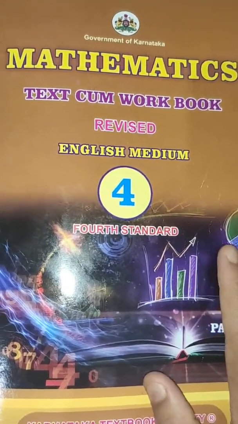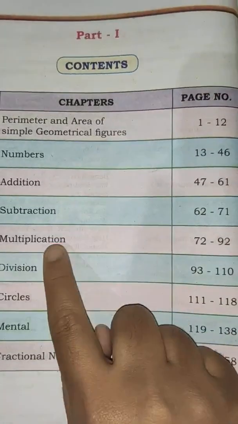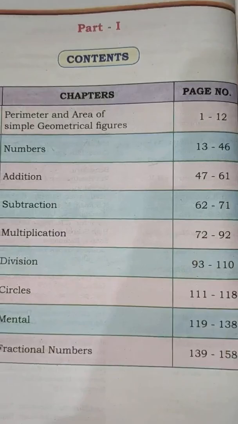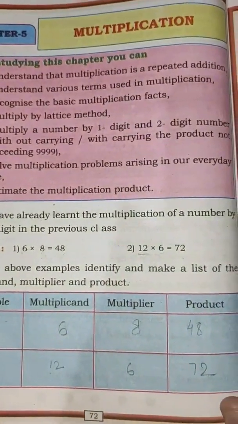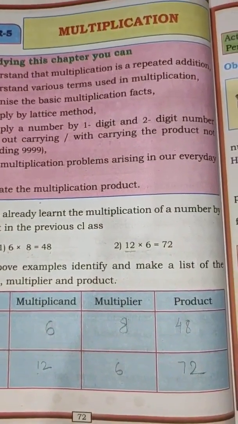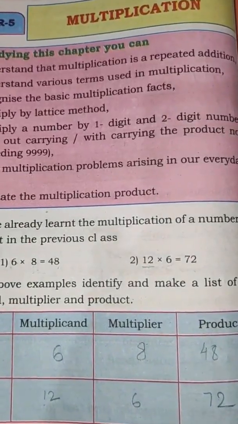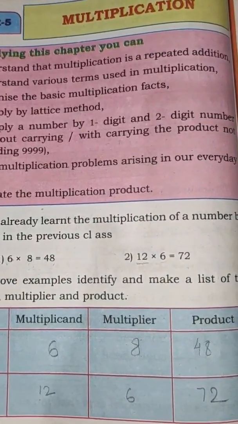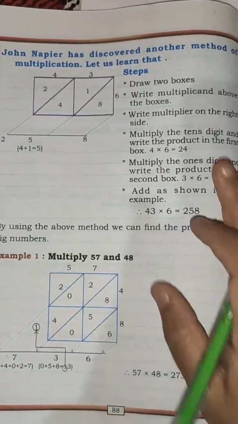Today in this class we are going to continue our same lesson of maths, that is multiplication. So open page number 72. Multiplication. In the previous classes we have learnt multiplication without carrying and multiplication with carrying, right? Today we are going to continue with one more new concept, that is lattice method.